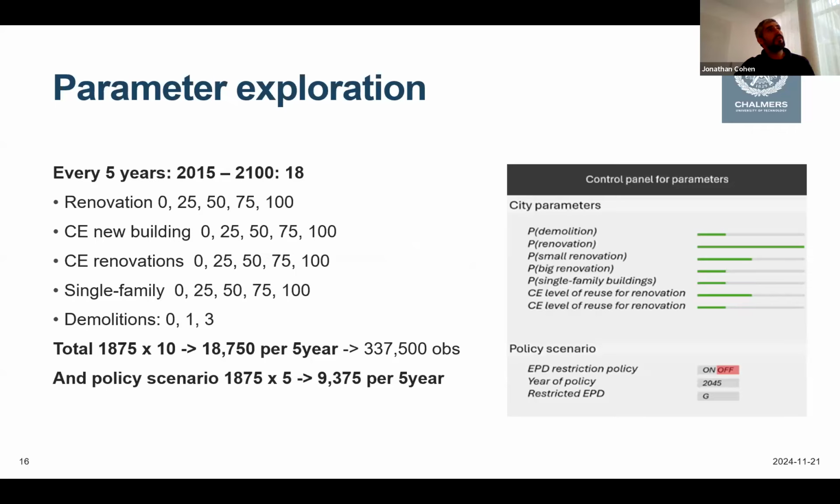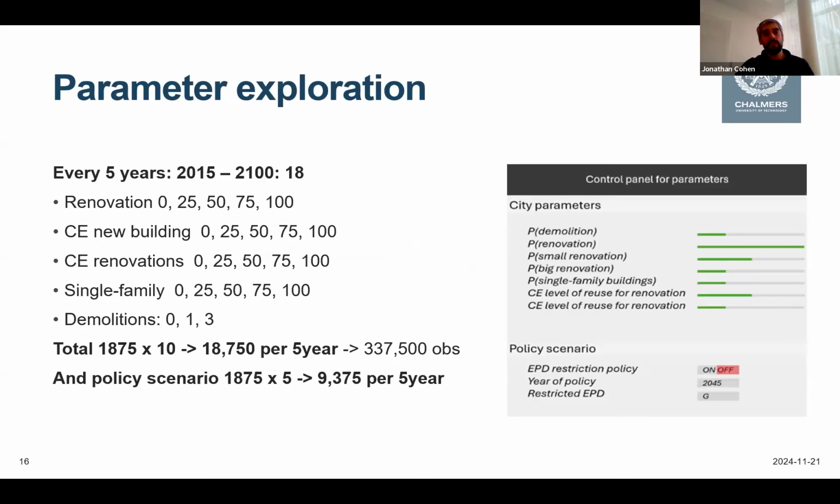So as we can see in the control panel, we can work with the rate of renovation that these buildings will have, the probability for them to be renovated, how much percentage of materials could be used for new buildings, but also for renovations. And then we're also exploring the morphological aspect of these buildings, which is the percentage of single family to multifamily buildings.